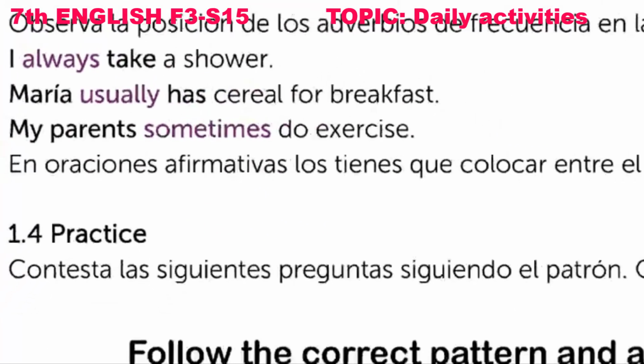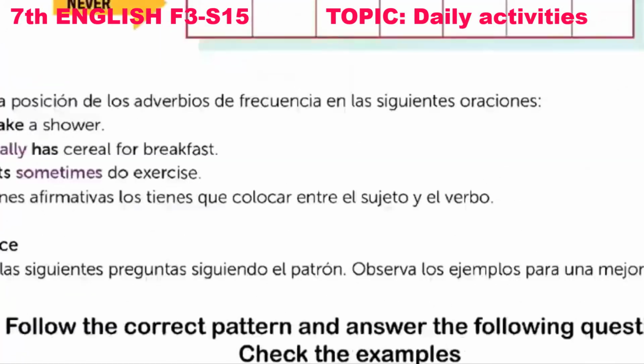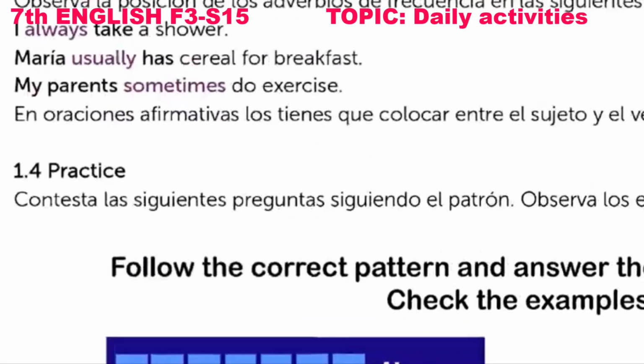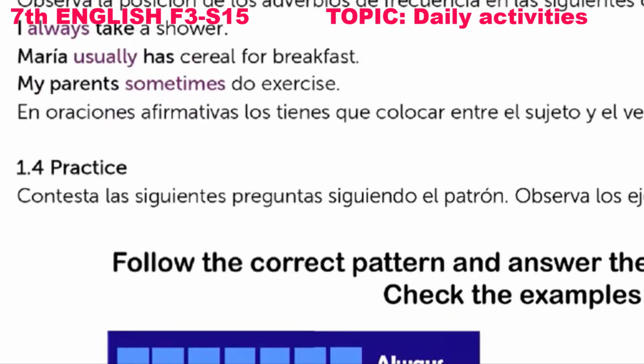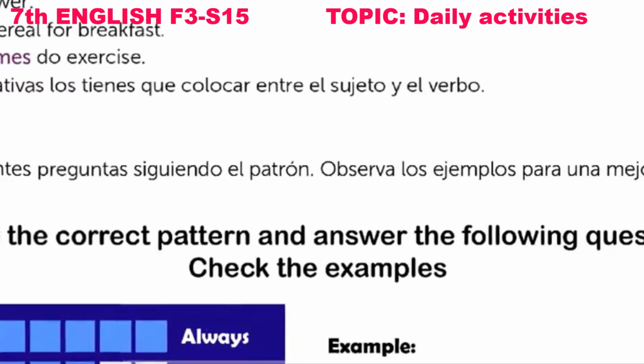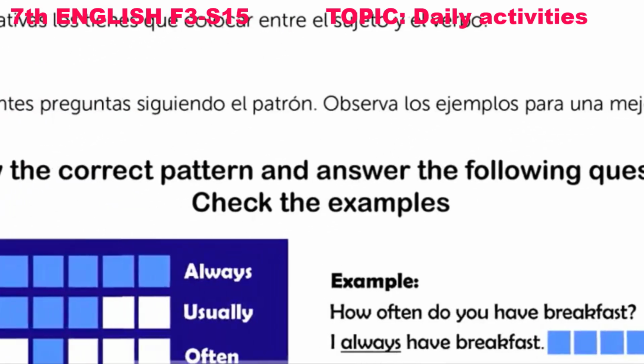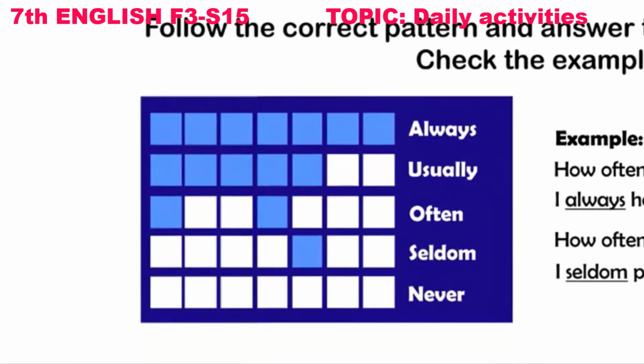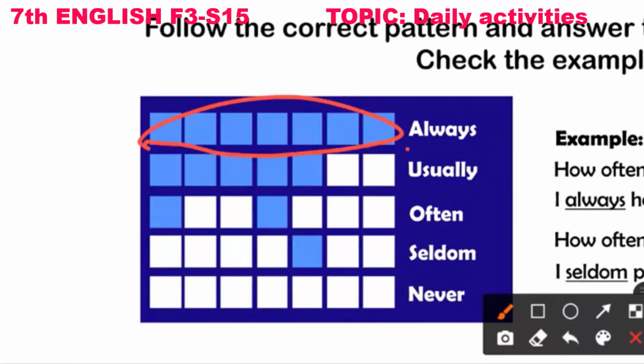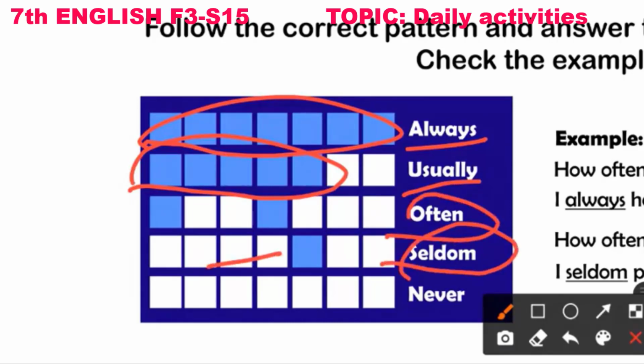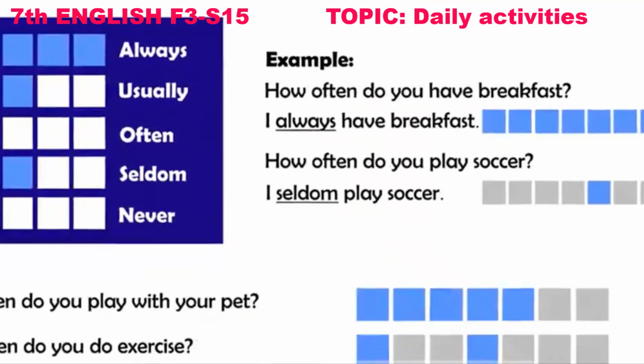En oraciones afirmativas lo tienes que colocar entre el sujeto y el verbo. Attention to that. Now we have some practice here. Practice. Contesta las siguientes preguntas siguiendo el patrón. Observa los ejemplos para una mejor orientación. Always, están marcados todos porque es siempre. Usually, la mayoría porque es usualmente. Often, a menudo. Seldom, pocas veces. Y never, no está marcado ni uno porque es nunca, ¿ok? So, sigue ese patrón para poder contestar las questions.